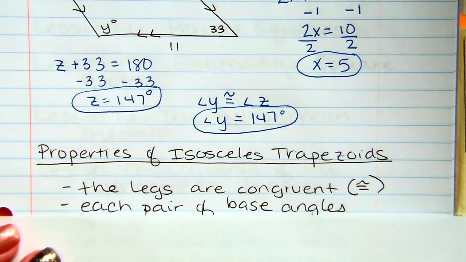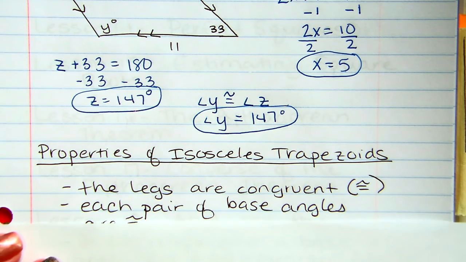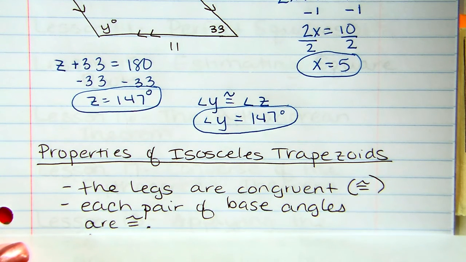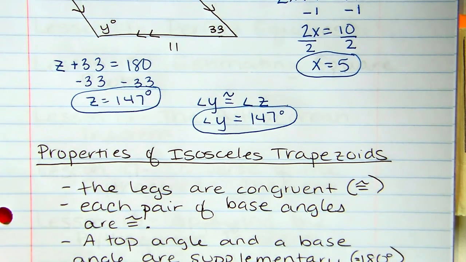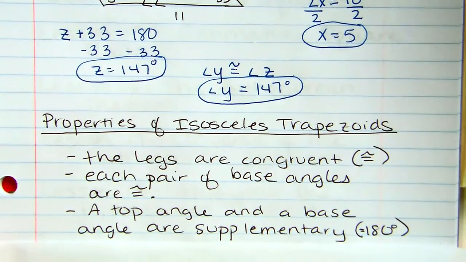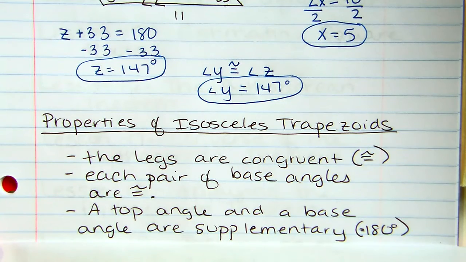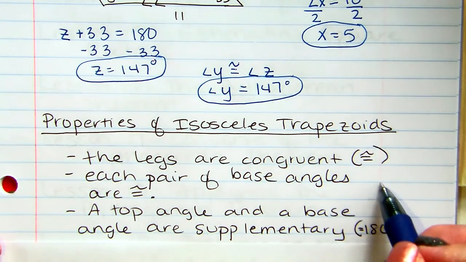Each pair of base angles are congruent. And the top angle and the base angle are supplementary, meaning they add together to give us 180 degrees. So, if I were to draw a little figure, I'm going to have to draw my figure over here on the side.